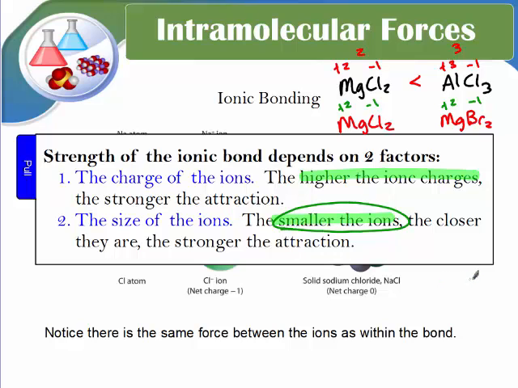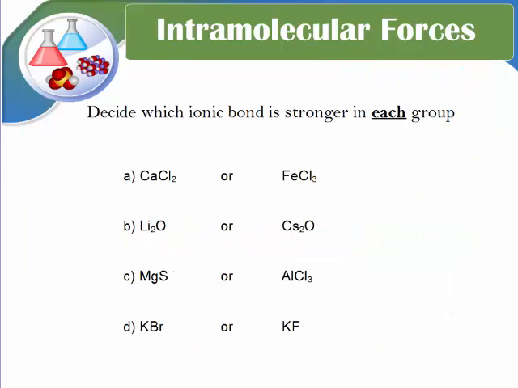Size, if you recall, increases as you go left and down. So since bromine is larger, MgCl2 will have a stronger ionic attraction than magnesium bromide. So pause the video and figure these out on your own. Restart when you have your answers.